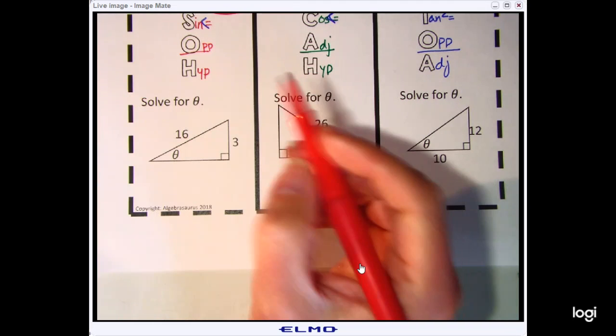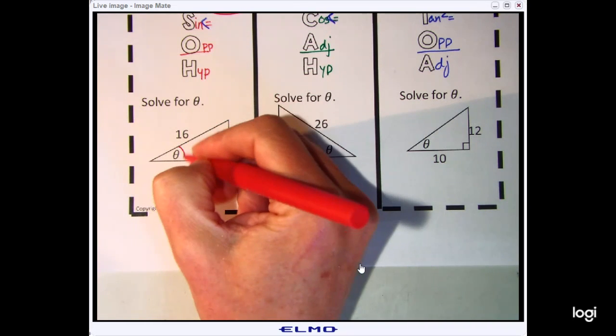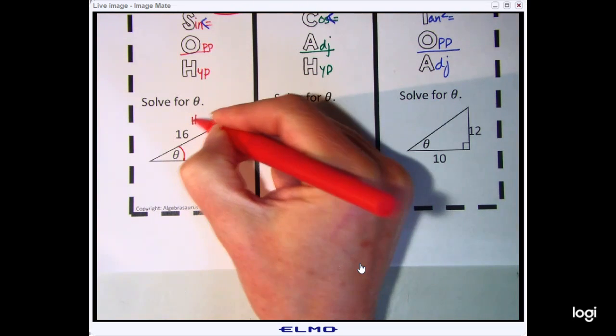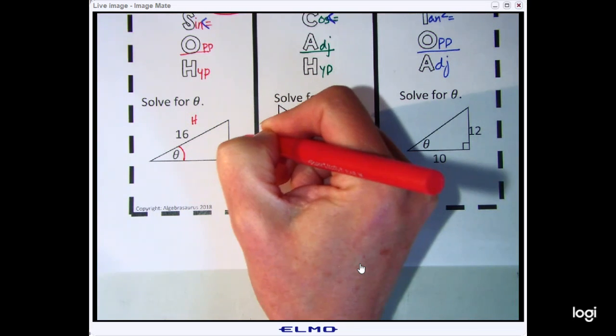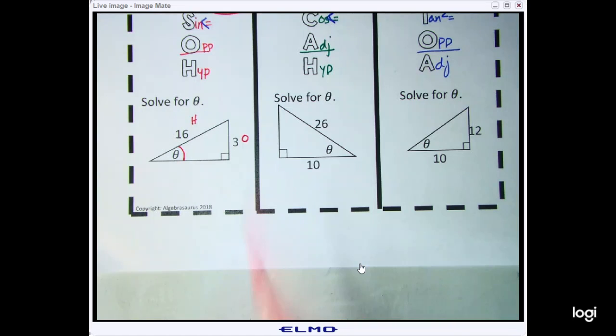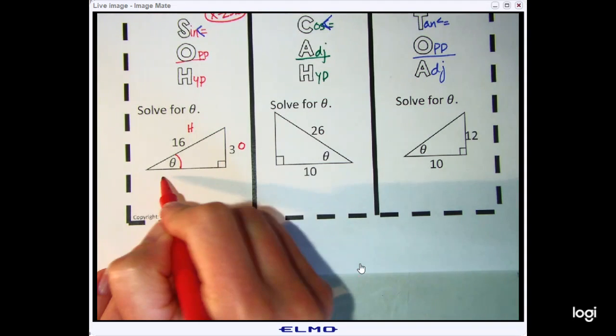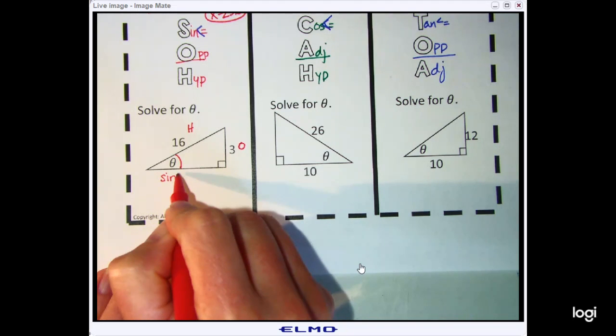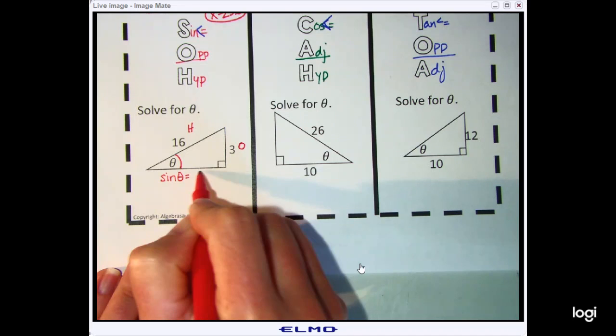We're still going to set up our proportions. Here's our angle. Here's the right angle, so I know this is hypotenuse. This side is opposite. So as O and H, I'll be using sine. Sine of theta, sine of our angle, equals opposite over hypotenuse.